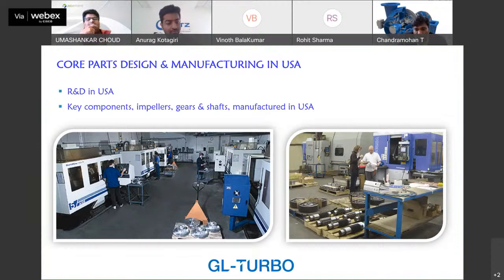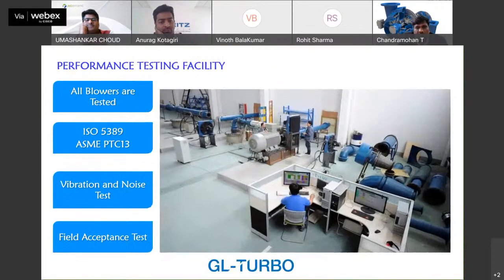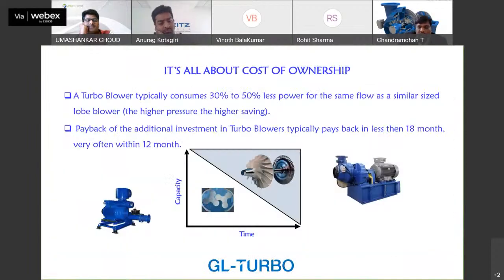Of course, this is just to give you a brief idea of our R&D center and manufacturing, and this is our testing facility. If you just see the triangle of the two halves, the first half is particularly about the capacity and operational time. It is the PD blower with respect to the turbo blower.